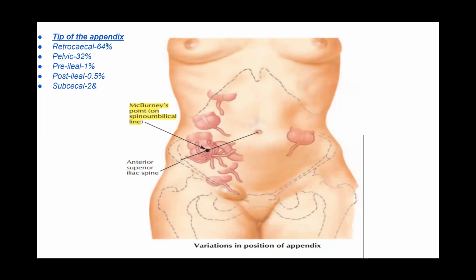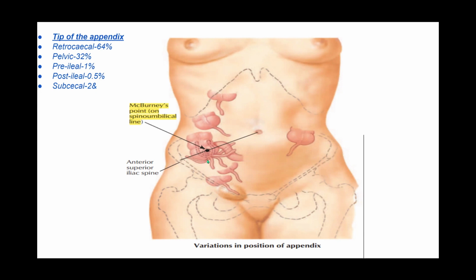That's why you find the base, and when you find the base, you pull the rest of the appendix out to do an appendectomy. Even if you're doing laparoscopic surgery, which is a clearer view, you would probably find that in 64% of people the tip of the appendix is retrocecally positioned. In 32% of people, it is in the pelvis, as we can see. And then it could be pre-ileal or post-ileal, which is either in front of the terminal ileum or behind the terminal ileum.